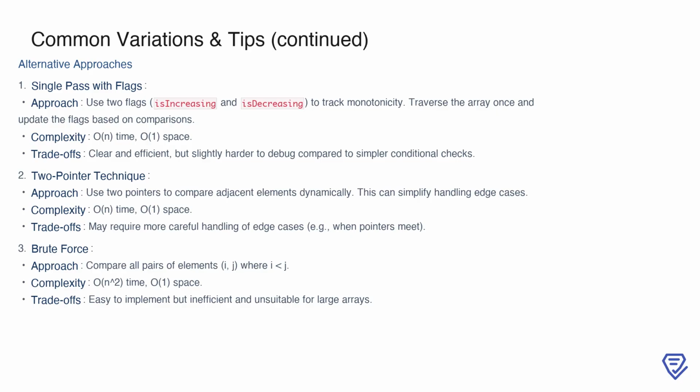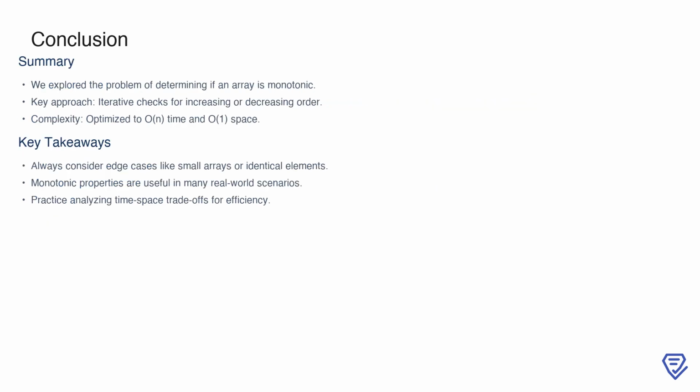Lastly, there's the brute force approach, which involves comparing all pairs of elements where the first index is less than the second. While this method is straightforward to implement, it has a time complexity of O(n squared), making it unsuitable for large arrays. While useful for understanding the problem, brute force is rarely the optimal choice. Each of these approaches has its own trade-offs, so it's important to choose the right one based on the problem's constraints and requirements.